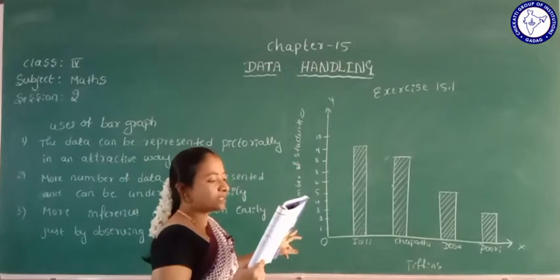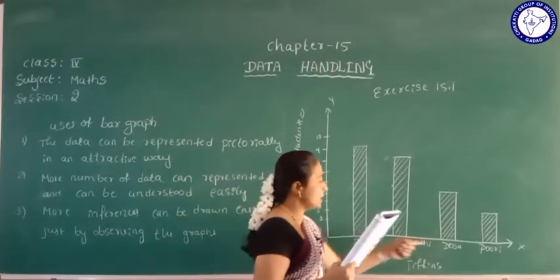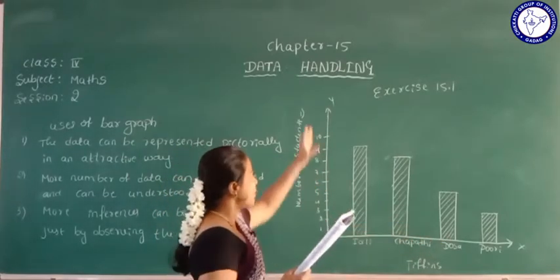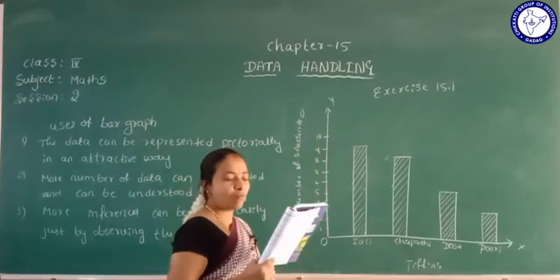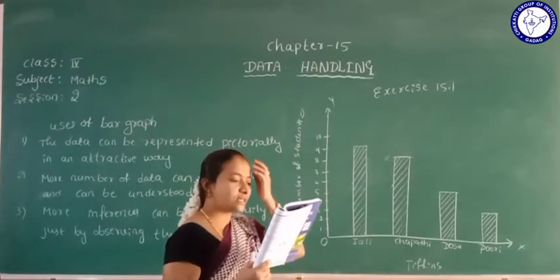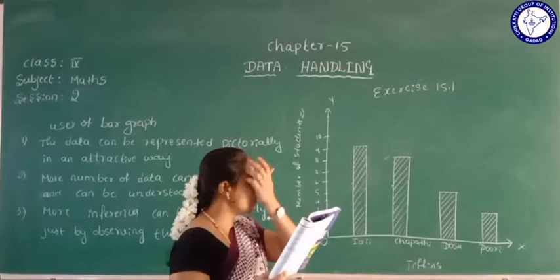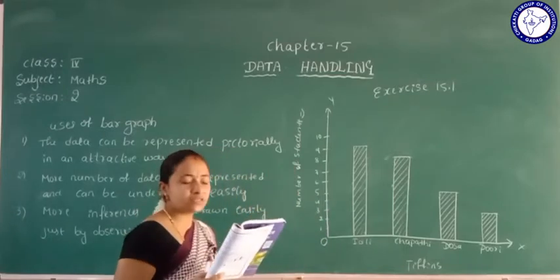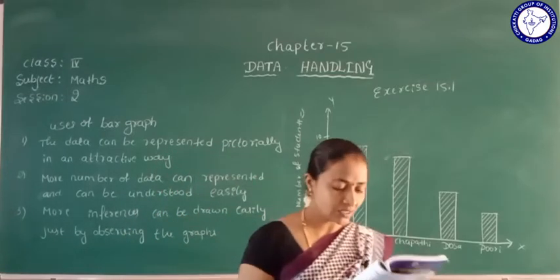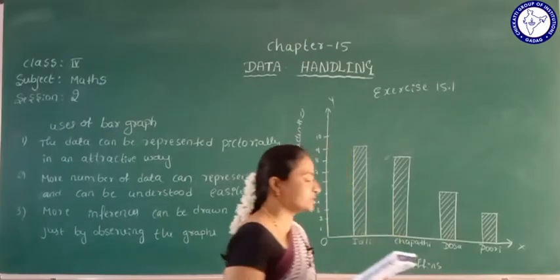Next, the horizontal line we call the x-axis, and the vertical line we call the y-axis. So this is how we understand how to draw the first graph. Now we will start this one.